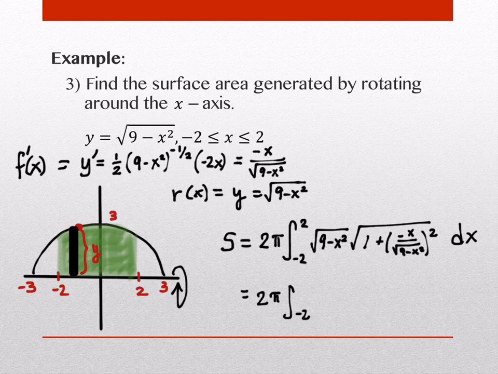So we're going from negative 2 to 2. I've got the square root of 9 minus x squared on the outside. Over here I've got the square root. I've got 1 plus I've got x squared on top. What is the square root of 9 minus x squared squared?